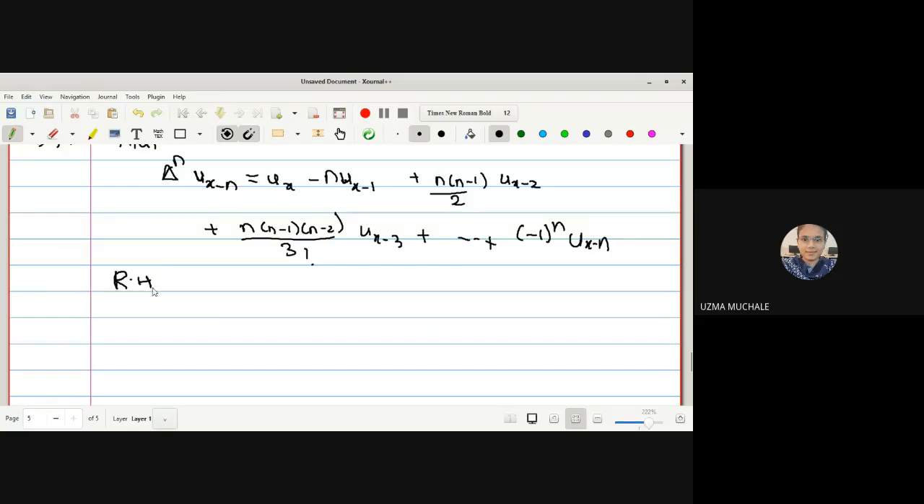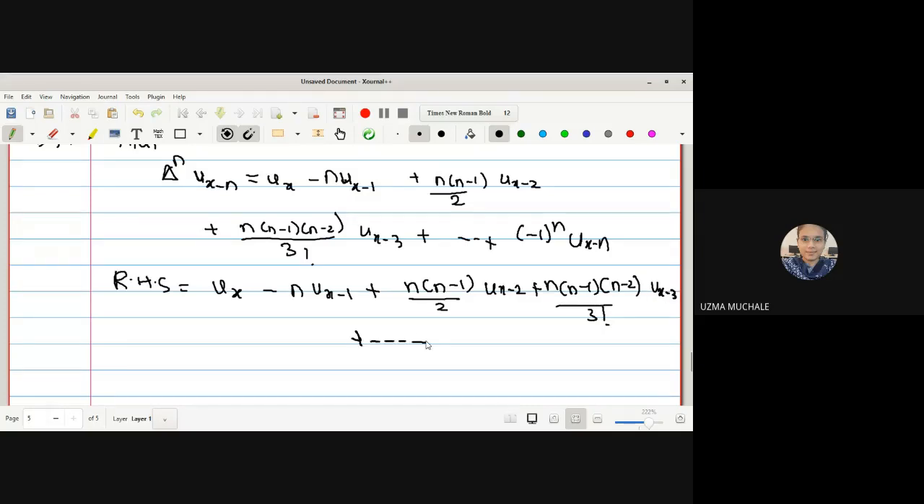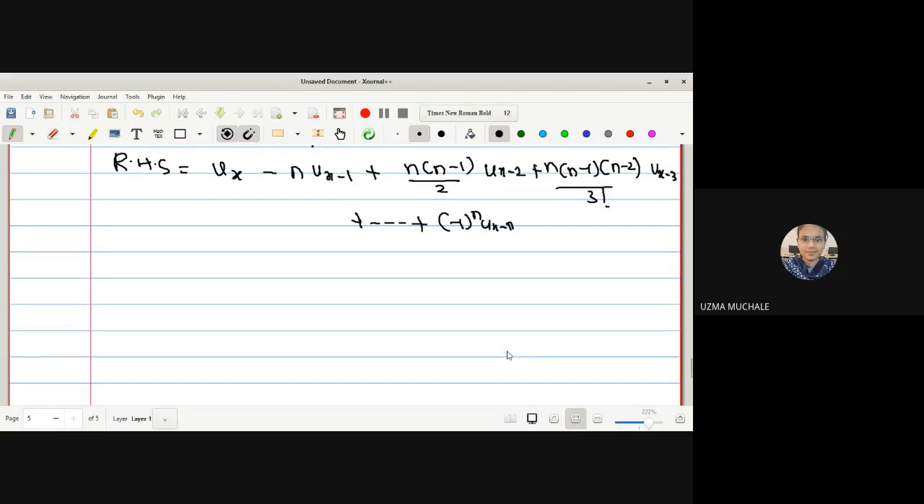Consider the RHS: u_x − n u_{x−1} + n(n−1)/2 u_{x−2} − n(n−1)(n−2)/3! u_{x−3} + ... up to (−1)ⁿ u_{x−n}. Considering the RHS will prove the result.